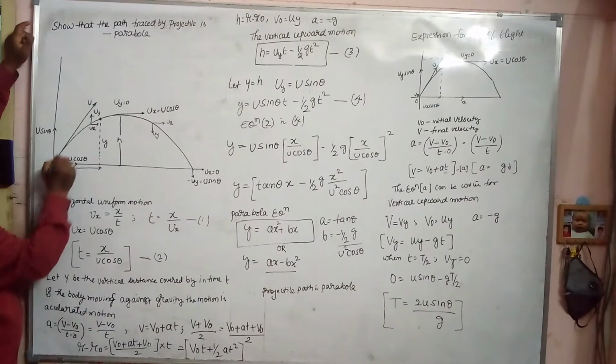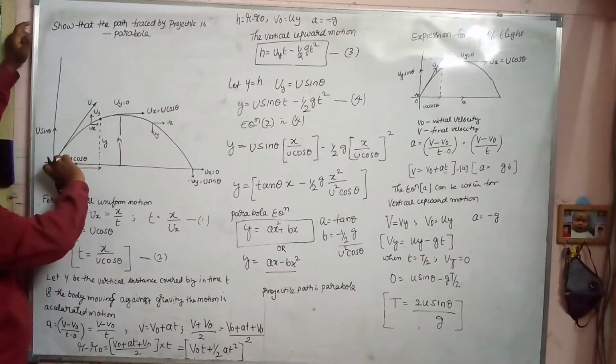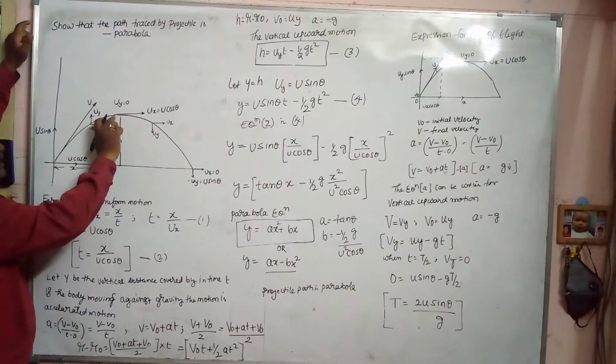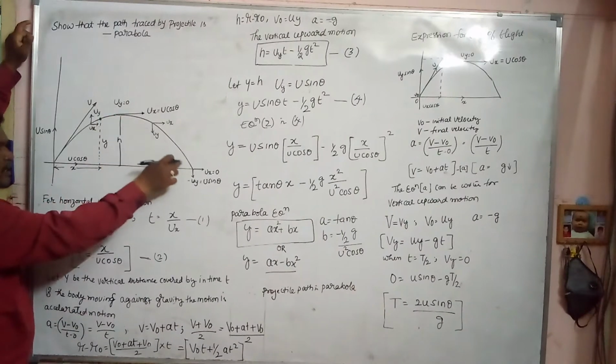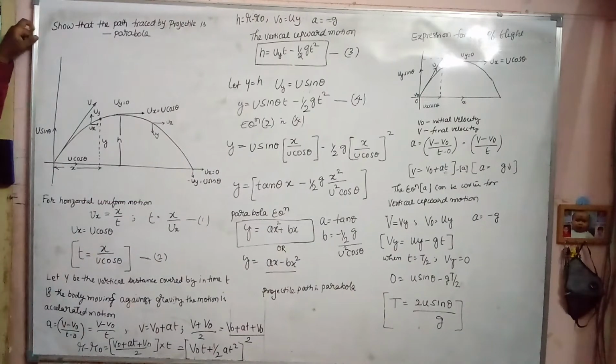See, I am throwing the stone from this point, from the origin, say O. I am throwing this stone here. The stone will take a path like this, and then it will come down and come back to the ground. That's the main thing.